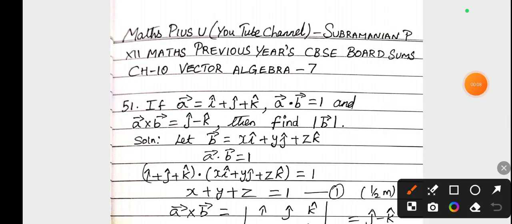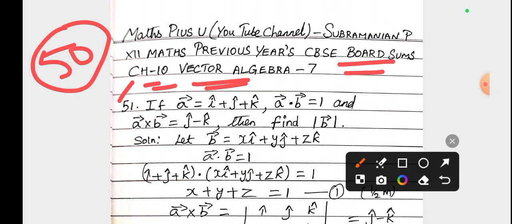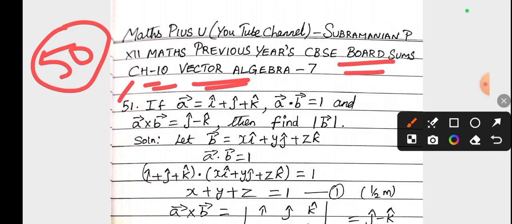So we are continuing CBSE board exam questions, children. Chapter 10, Vector Algebra. Till now we have successfully completed 50 questions. So now the 51st question. In this video we are going to discuss questions 51 to 55.